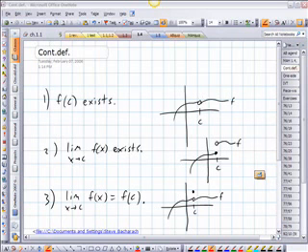And finally, you have to combine these two and say that not only must f of c exist and the limit must exist, but they have to equal each other. Because in this case, the limit exists and the point exists, but they're not the same. And so this is another removable discontinuity.